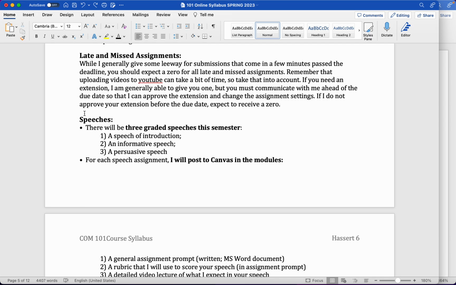If you need an extension on assignments, I'm generally able to give them to you. Only in rare situations would I not. But you have to communicate with me ahead of the due date so that I can approve the extension and change the assignment settings for you so that you can turn it in late. If I don't approve your extension before the due date, you should, of course, expect to receive a 0 on that assignment.